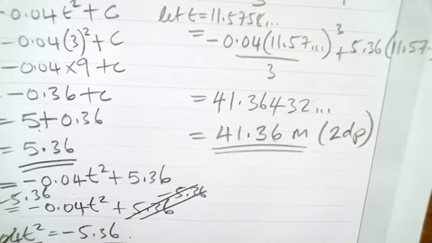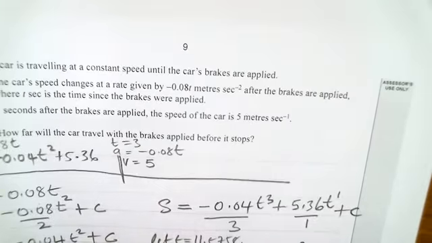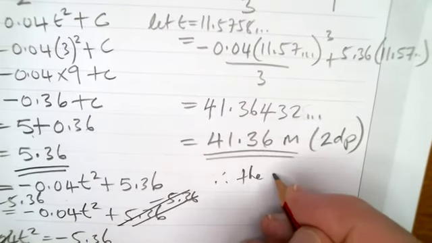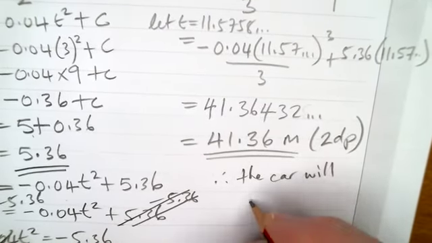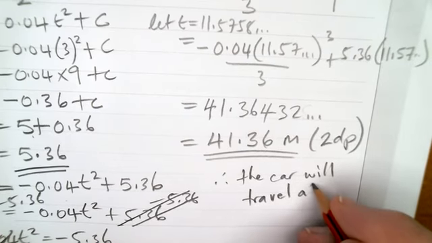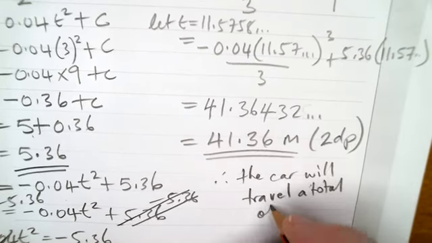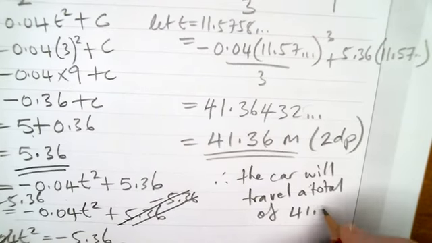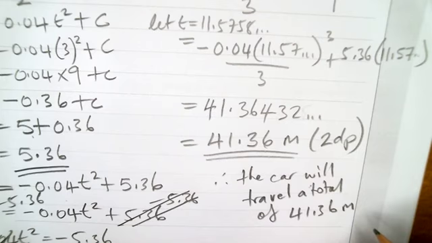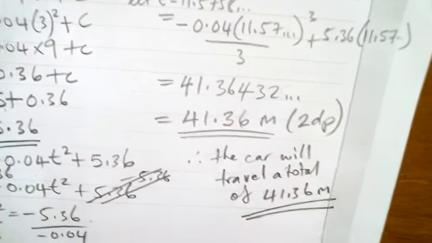Probably a context statement would be good. You've got a fair amount of writing up here, and you want to say, therefore, the car will travel a total of 41.36 meters, and I'll leave it like that. And that would be my answer.